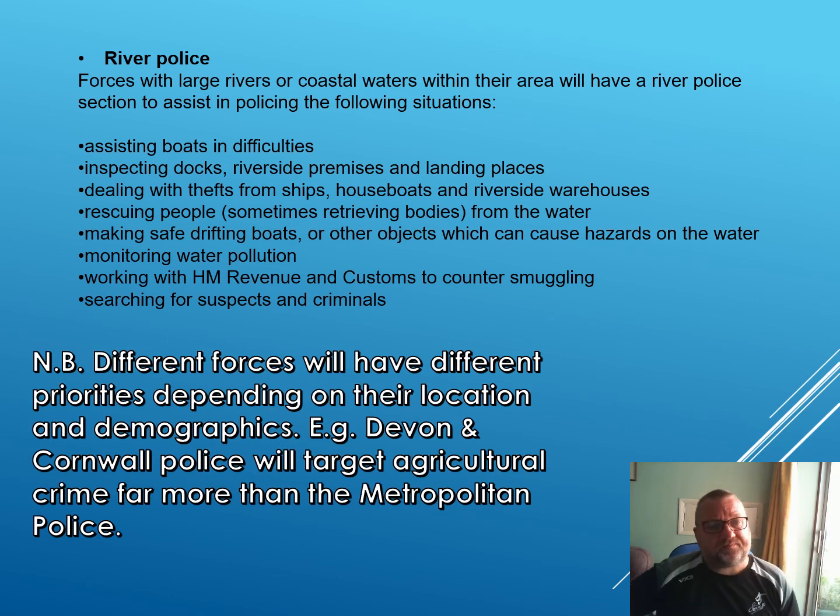Right, now it's important also to realise that different forces will have different priorities depending on their location and demographics. So for instance, we're in Devon and Cornwall, with a large farming community, so we might have sections of our police force that will particularly target agricultural crime. That's something that might be very specific to Devon and Cornwall. The Metropolitan Police will not be targeting agricultural crime. So the other key thing to realise is that different police forces will have different priorities based on their location and their demographics.